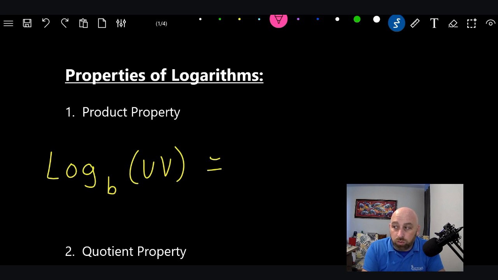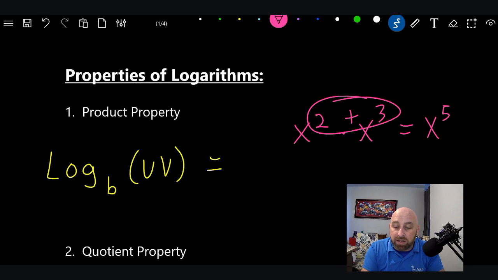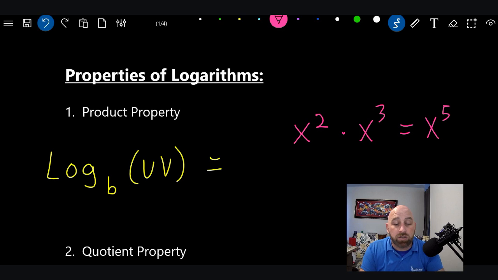Here's the rule, the product rule. Just like with exponents, remember, when we're multiplying exponents, if we have x squared times x cubed, what is the answer? x to the 5th, because we add the exponents, 3 plus 2 equals 5. We don't multiply. Even though it's product, even though we're multiplying here, we don't multiply because we're dealing with exponents. Same thing in the logarithms.